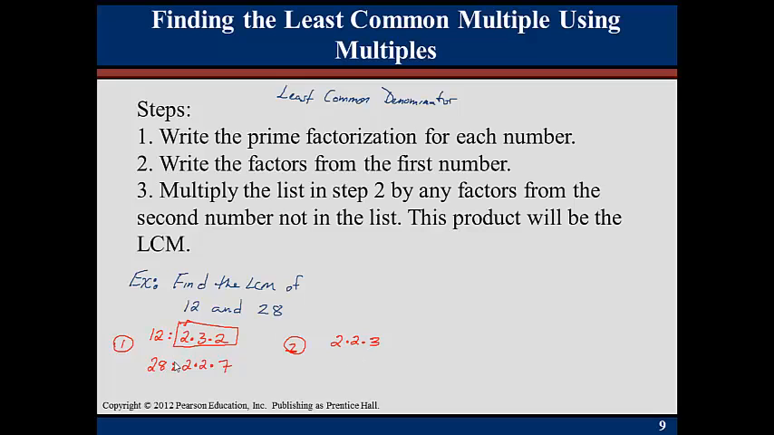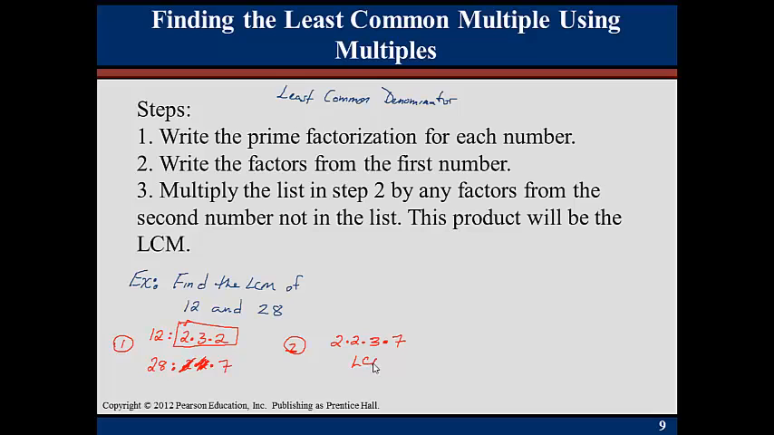So let's look over at the second number. We see a 2. So let's look in our list. Do we already have a 2? Yes, we do. So we're not going to write him down. Then we see another 2. Well, do we have another 2 in the list? We do. Therefore, we're not going to write him down. And then the next number is a 7. We look in the list. We do not have a 7. So we're going to write him down.